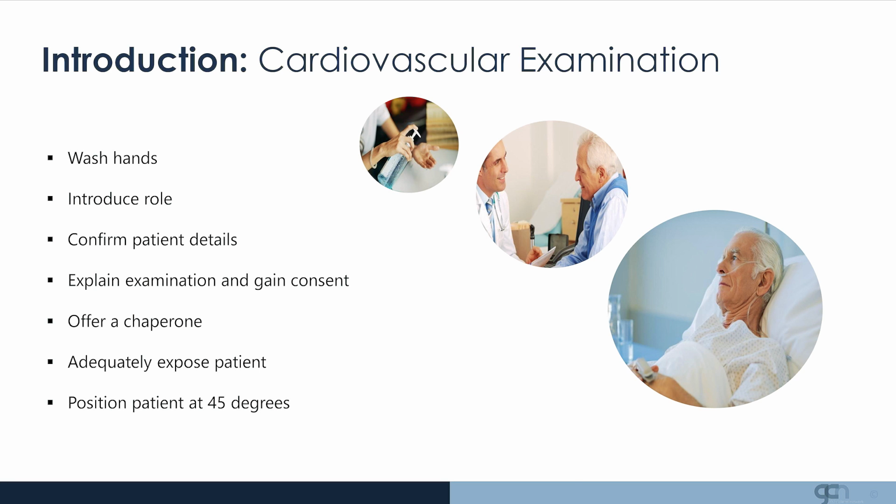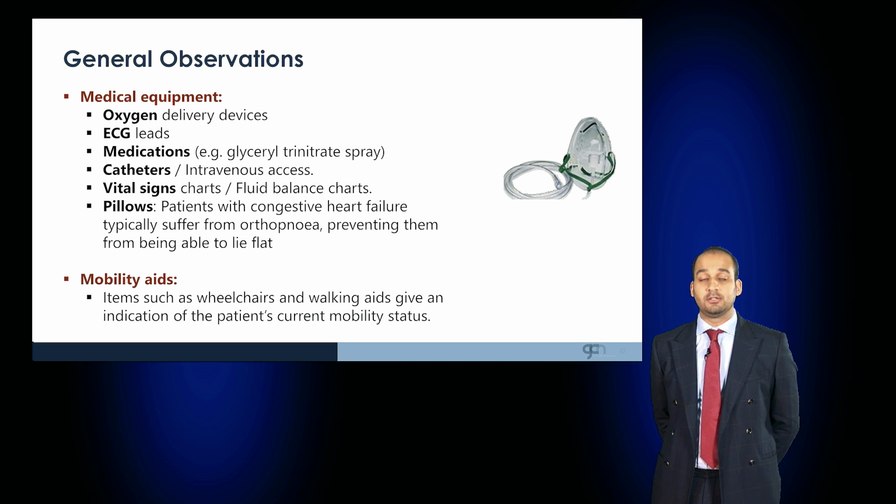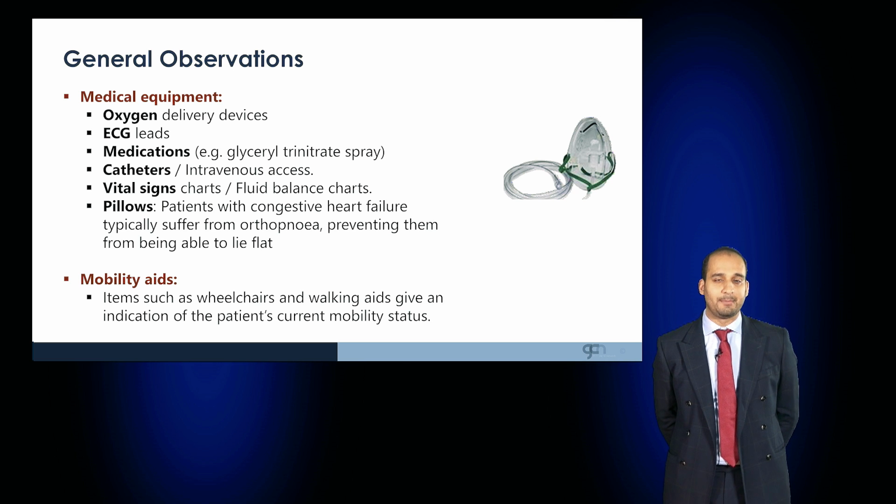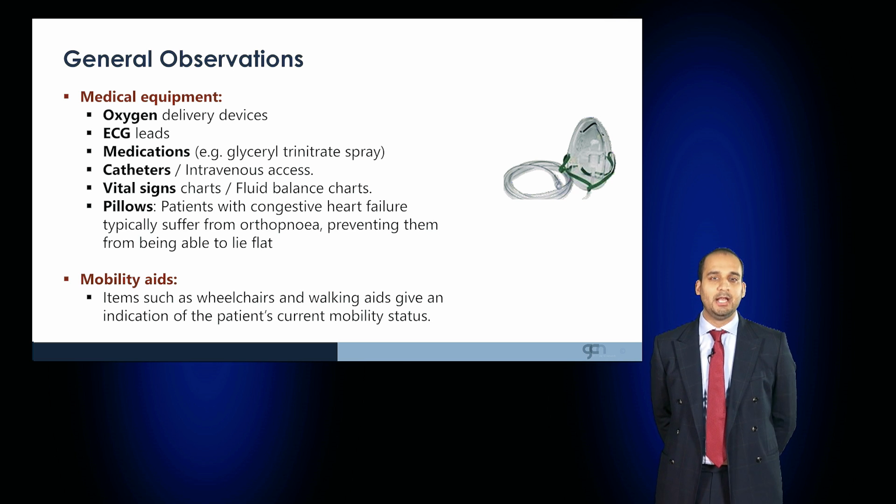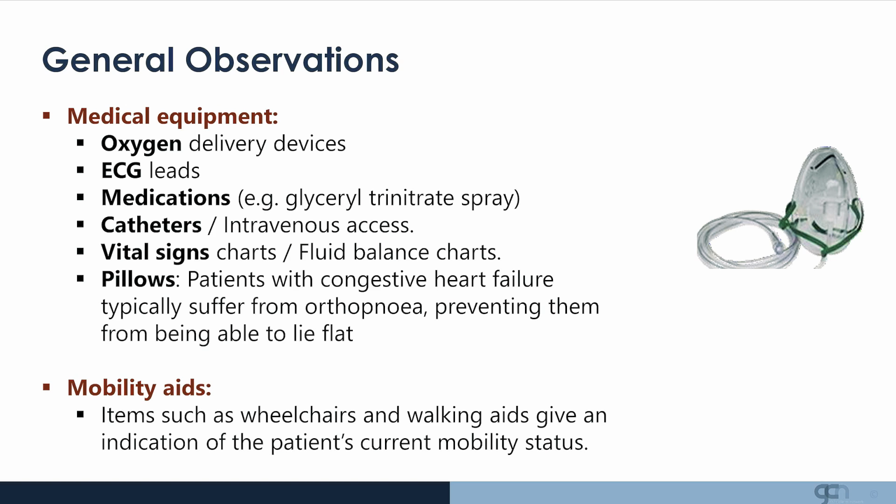45 degrees. Explain to the patient that you'd like to make some general observations about the room and around the patient. Look for any medical equipment, including oxygen delivery devices, ECG leads, the presence of any medications, catheters or cannulas. Look for any vital sign charts or fluid balance charts and inspect those. Determine whether or not the patient has any pillows with them.